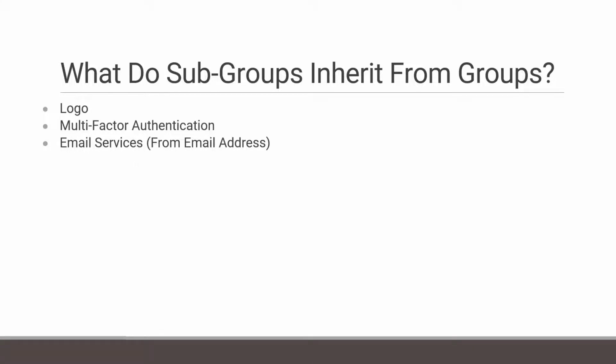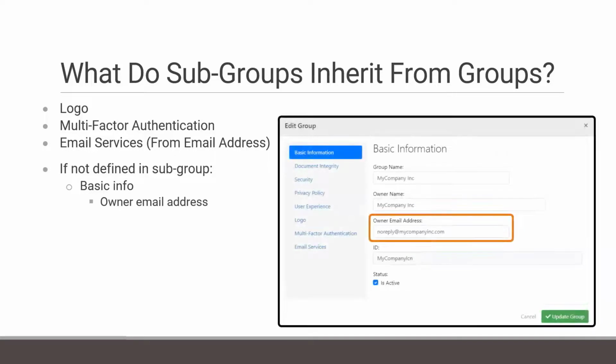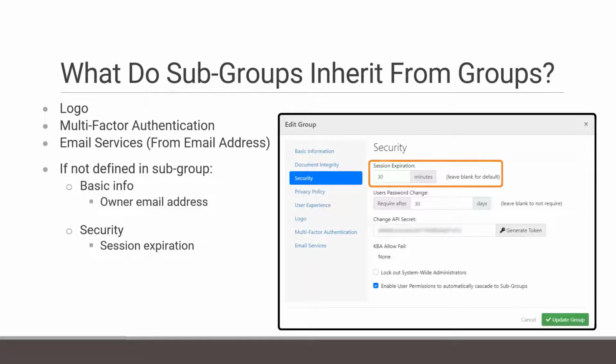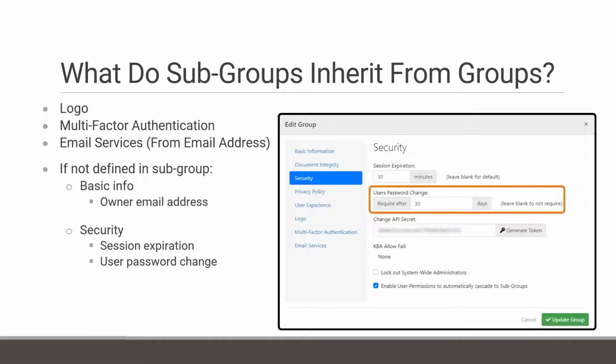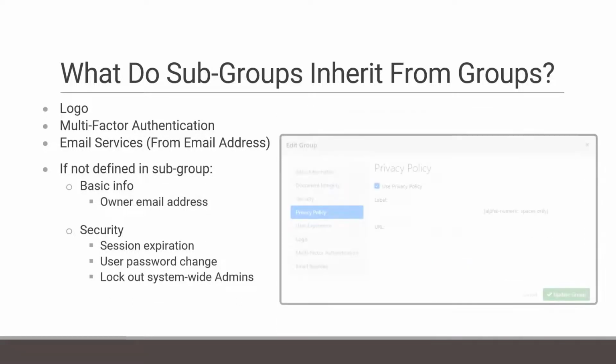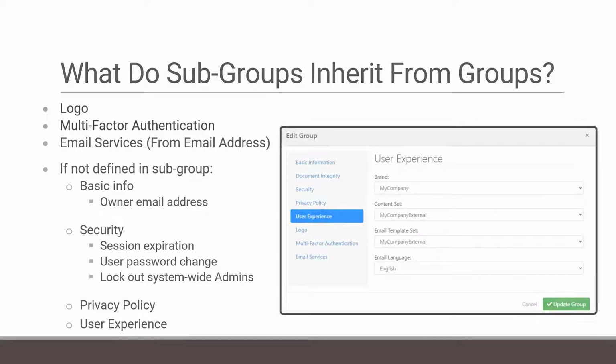However, there are certain items that the subgroup will inherit only if they are not defined in the subgroup. These items include owner email address, session expiration, user password change, lockout system-wide administrators, privacy policy, and user experience.